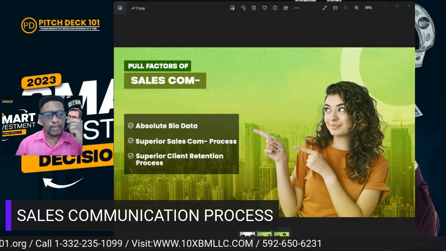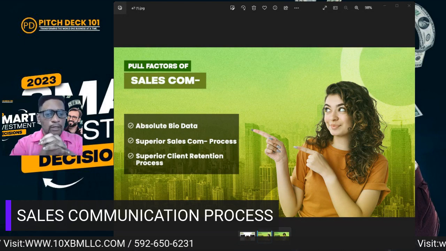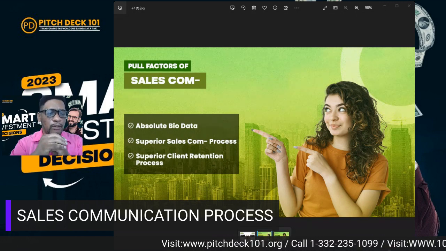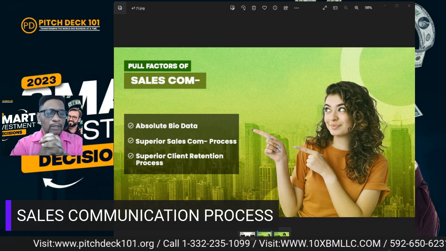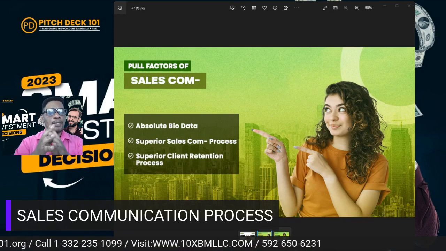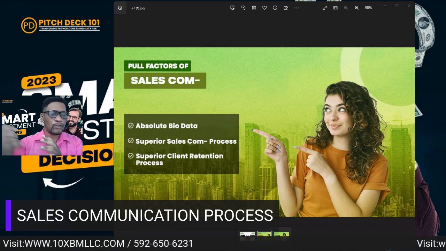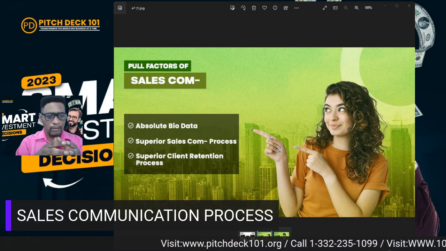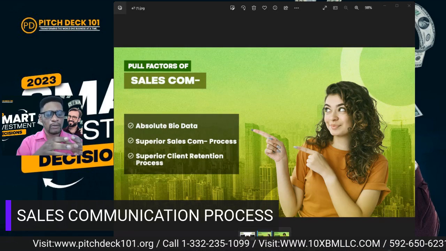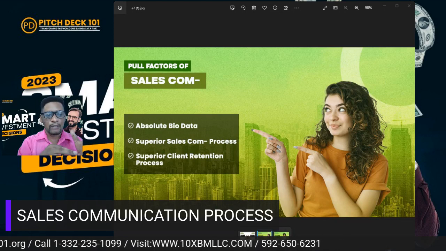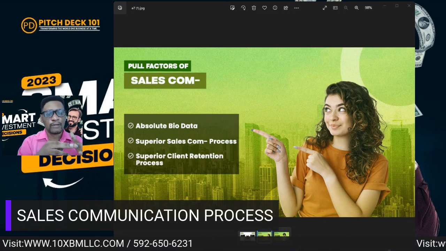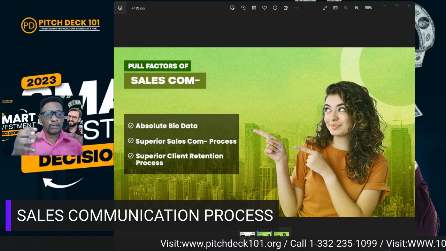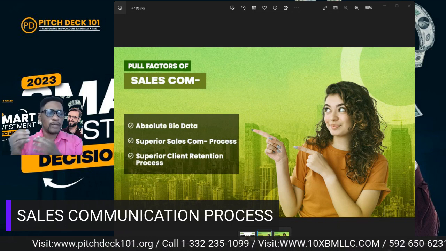Now, let's take this one step further. We're talking about the superior sales communication process. Now, why do we call this the superior sales communication process? It is superior in comparison to the push factors of sales communication, and I'll explain that further later on. You see, largely because you are using market research, and market research is enabling you to gather demographic data, psychographic data, and geographic data, you're now able to take this entire body of knowledge and really build out a superior sales communication process.